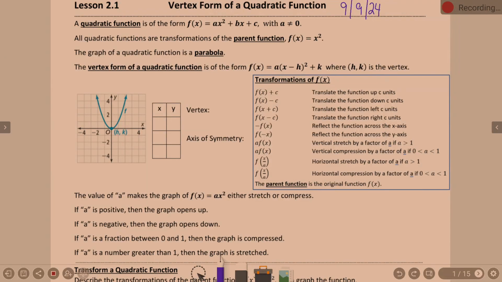2.1 is officially vertex form of a quadratic function. Everything in chapter 2 is about quadratic functions. Now, what do I mean by quadratic functions? Quadratic function. What's a graph of a quadratic look like? Do we remember that one?